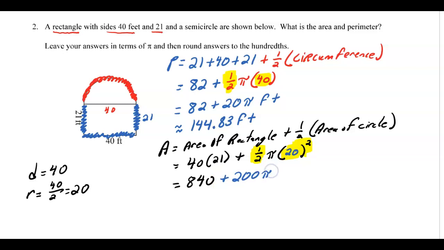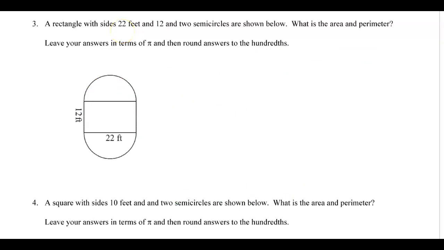So the SAT answer is going to be 840 plus 200 pi square feet. So this pink answer is the SAT answer. And then to get the decimal, I can say 840 plus 200 pi, and I'll get that to be approximately 1,468.32 square feet. Let's take a look at problem number 3.